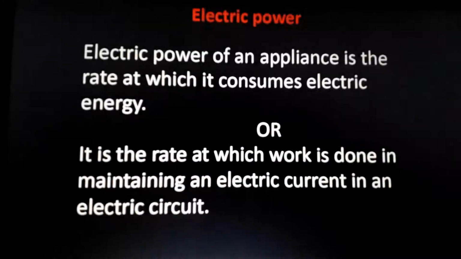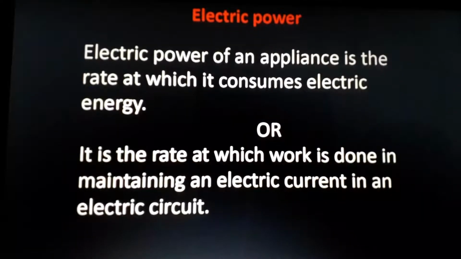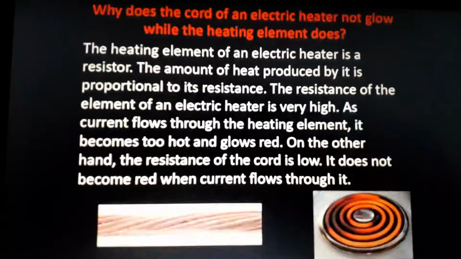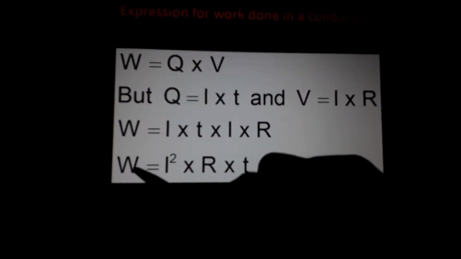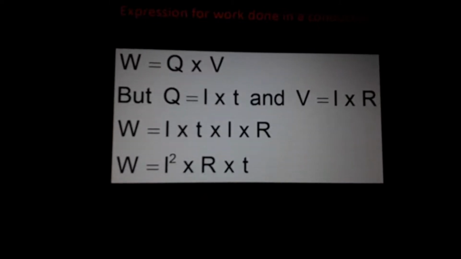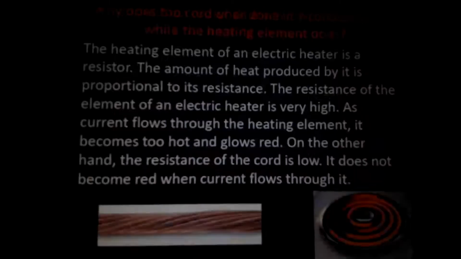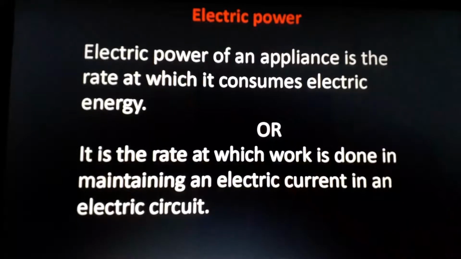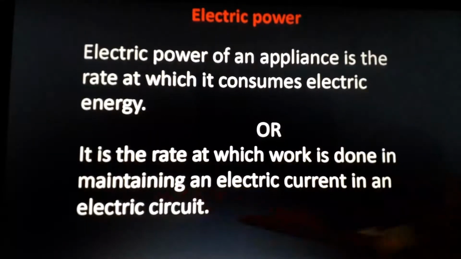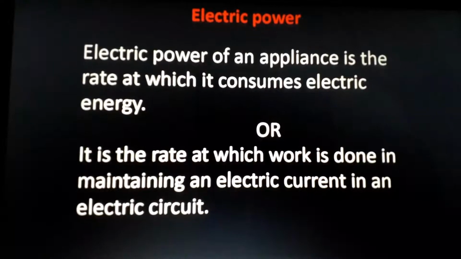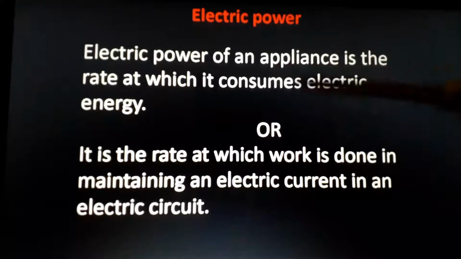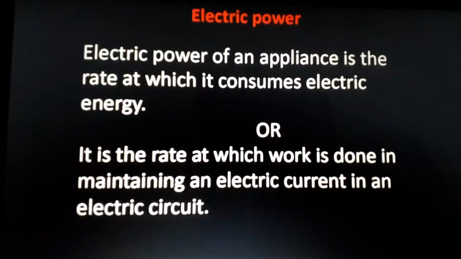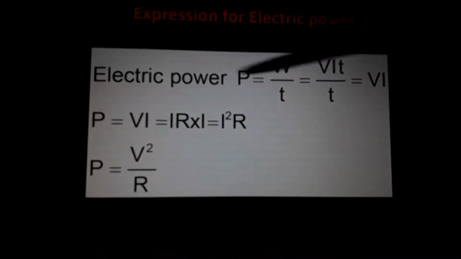Energy means work, isn't it? We already have the equation for work. W is equal to I square RT, isn't it? So, the rate of consumption of this work done or energy produced is known as power, isn't it? It is the rate at which work is done in maintaining an electrical current in an electrical circuit. Rate of work done means work divided by time. That is the equation for electrical power. See, we have work done by time.